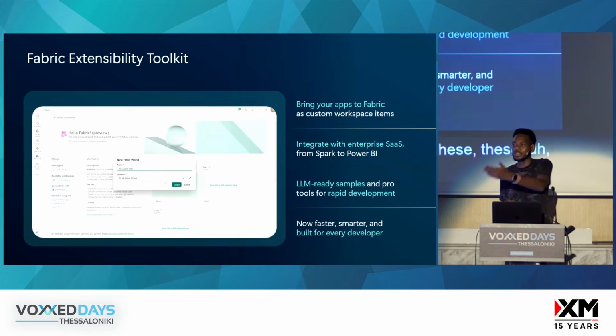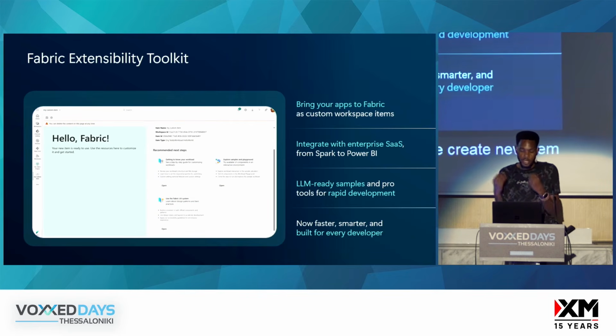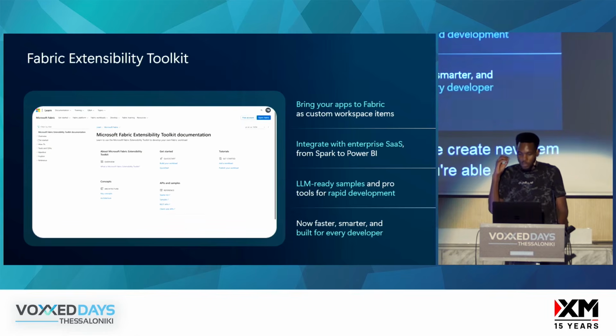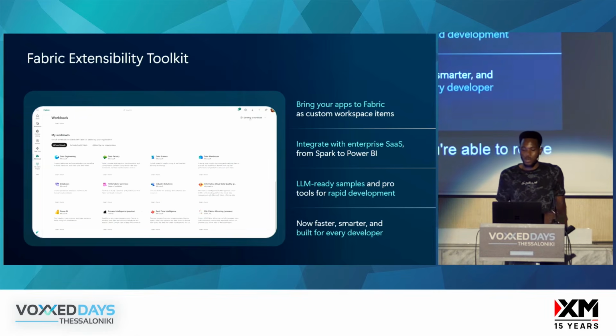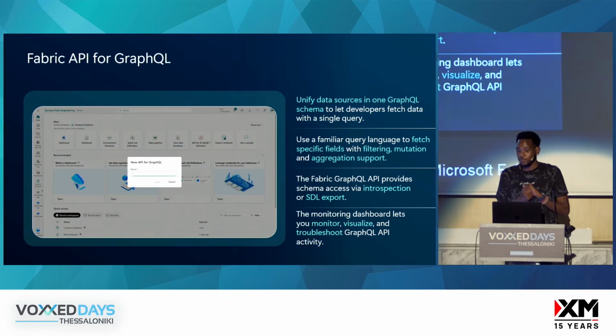So, for example, the create new item dialog, some of the dialogs that we use, like creating new items, you're able to reuse these while you're creating your native applications in Microsoft Fabric. The other thing that we offer for developers is the Fabric API for GraphQL.